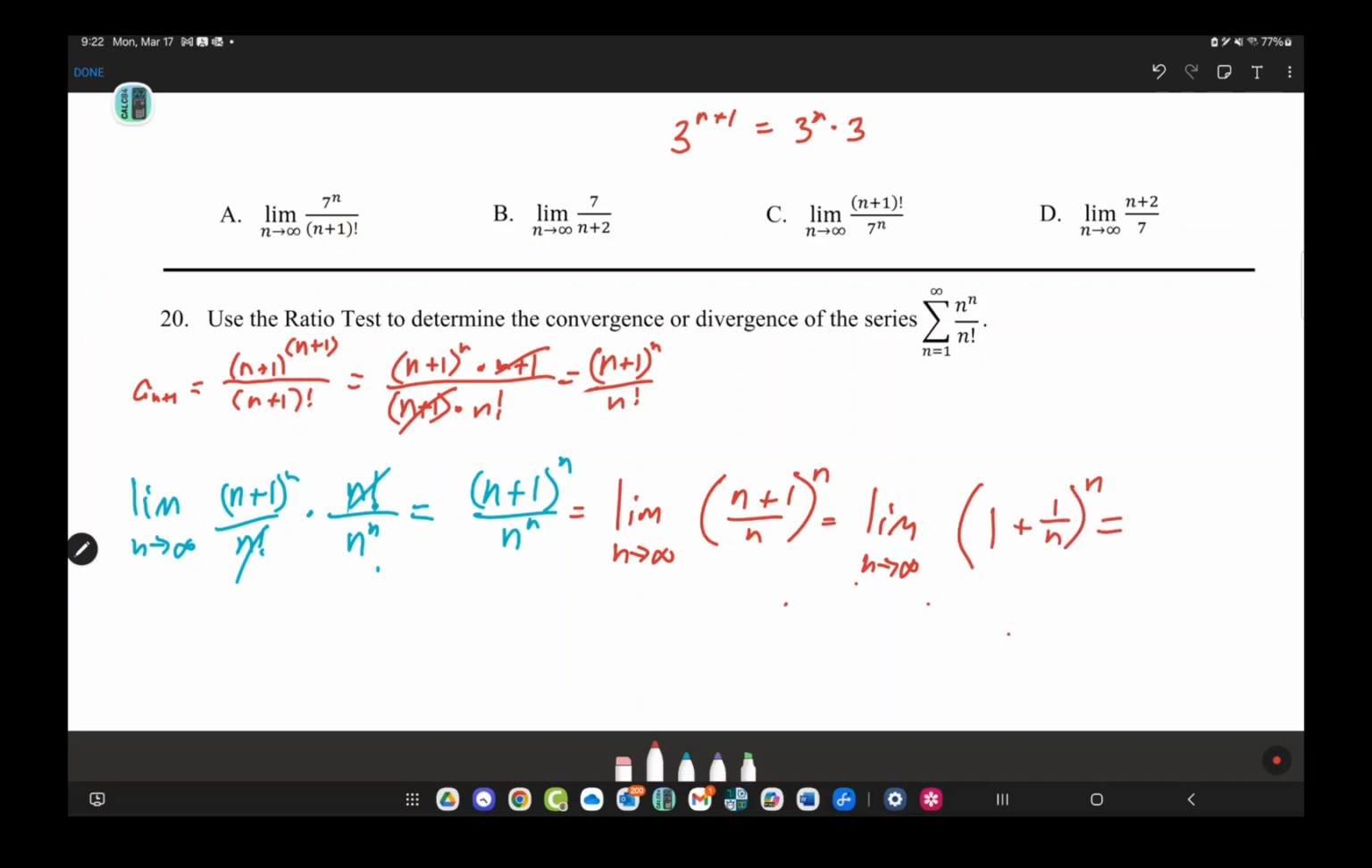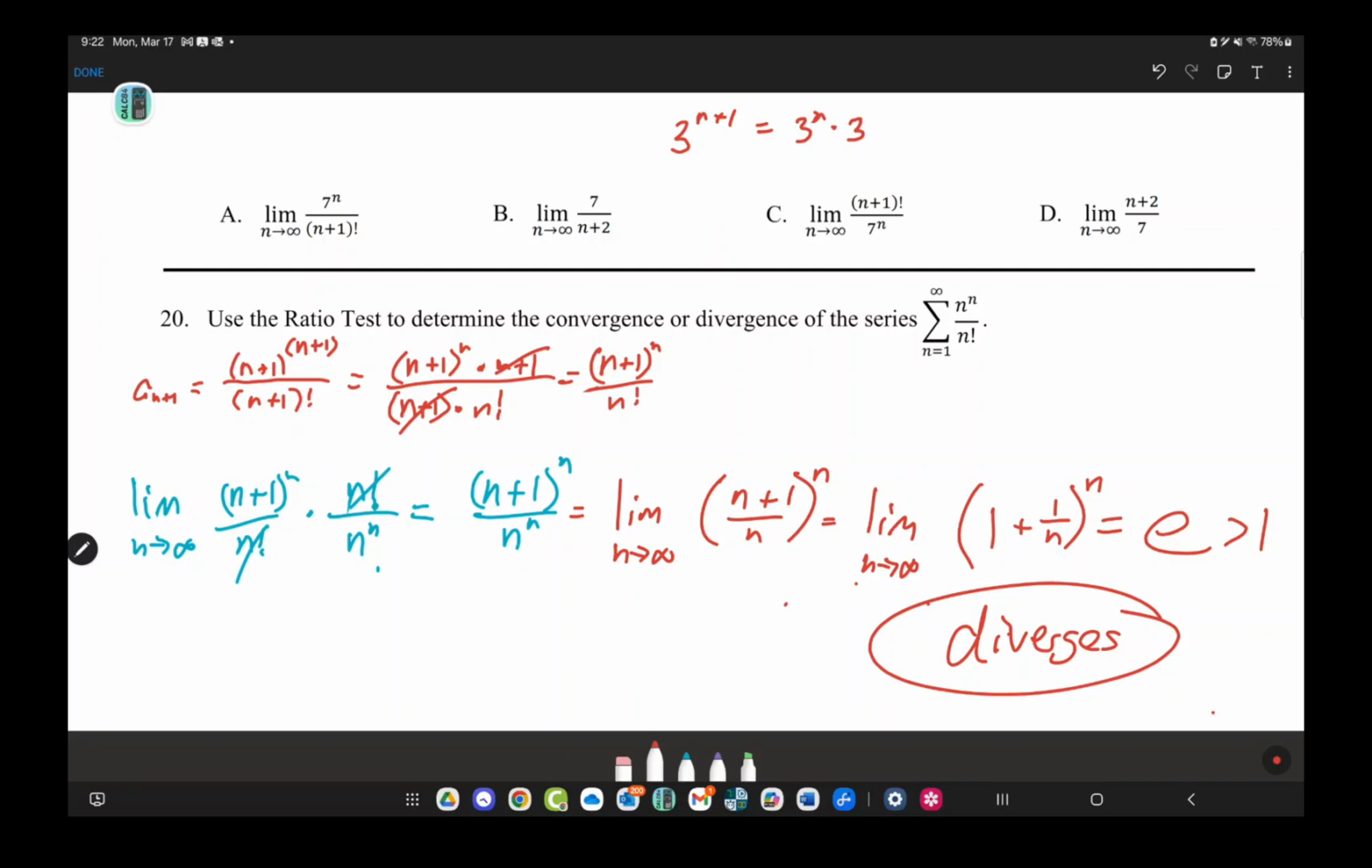What is this? You may not recognize it because it's not something you've actually had to do before, but maybe they've shown you that this is e. That's where e comes from. All right? Now, is that greater than 1? So if it's greater than 1, this what? Diverges.